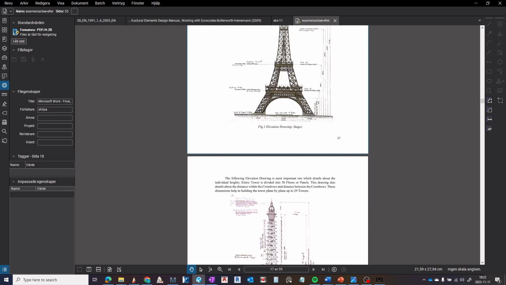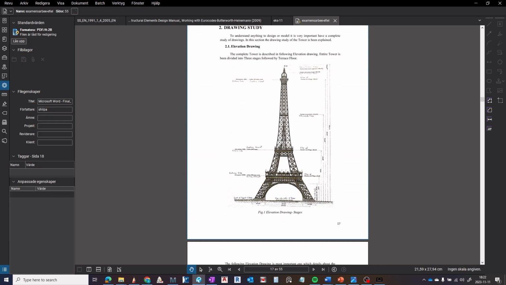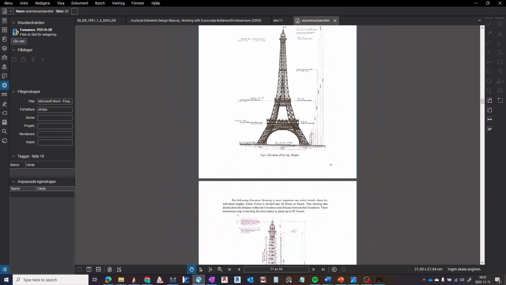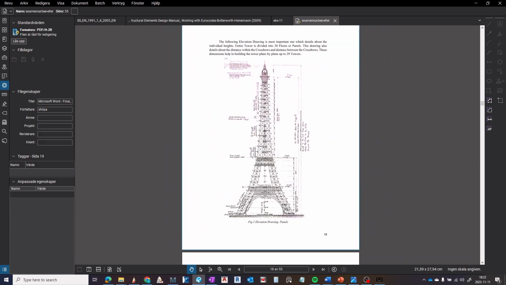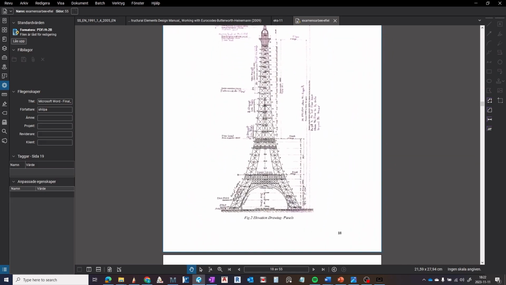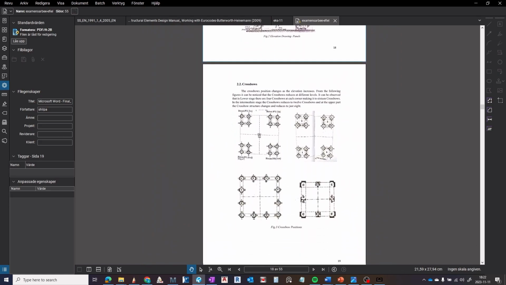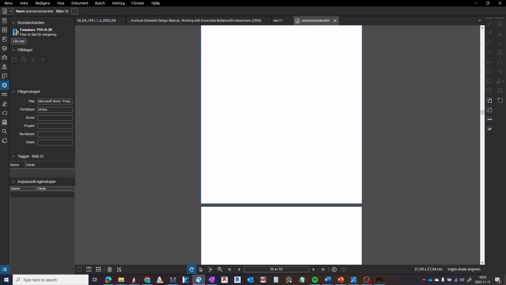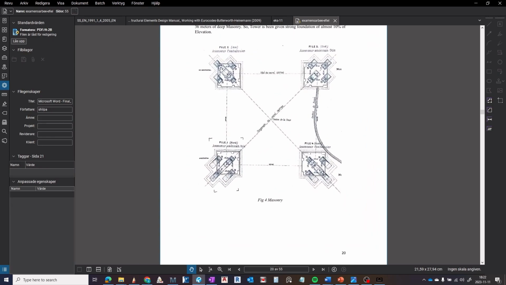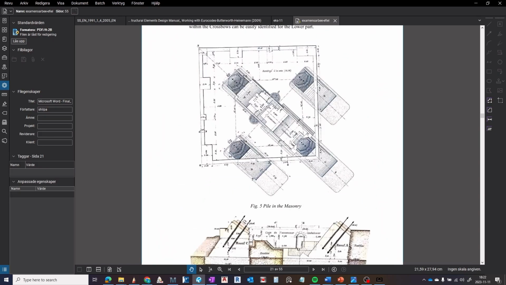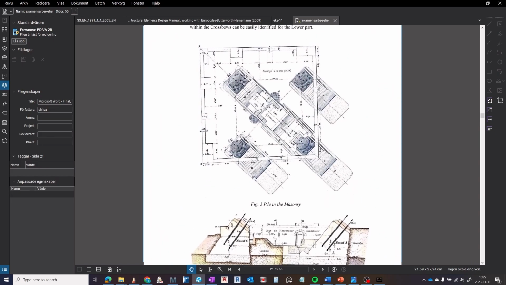I would like to show you only, for example, the elevation drawings and stages that we were talking about. They're very complex, of course, to design all this steel. So here are the pictures of the foundation. They took the dimensions of the masonry. And here is the picture of the pile on the masonry.